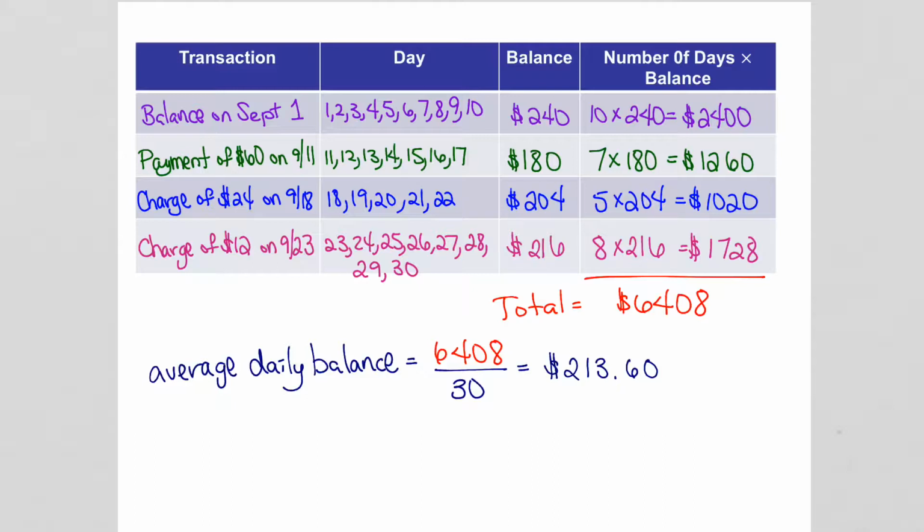So your interest is factored on that. So P is $213.60 times your rate, 0.18, and time is the number of days in the month divided by the number of days in the year, 365. So your interest charged would be $3.16.